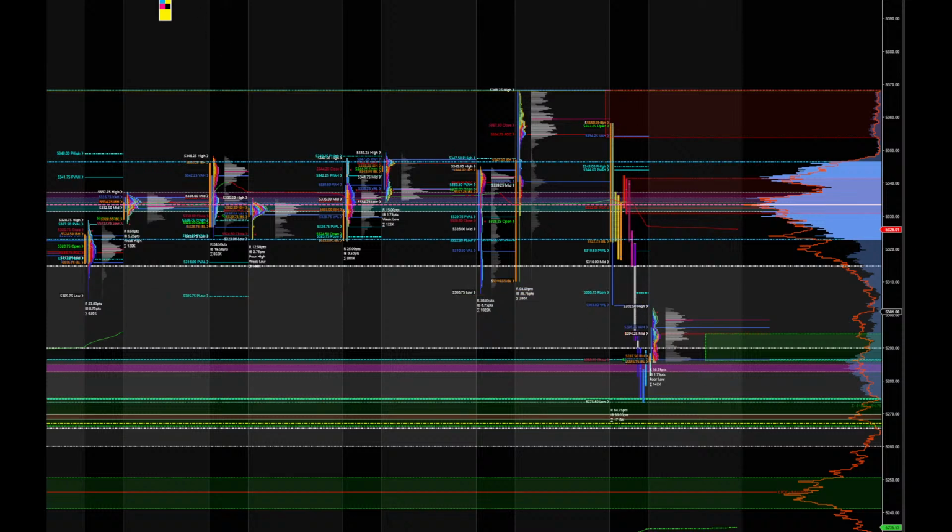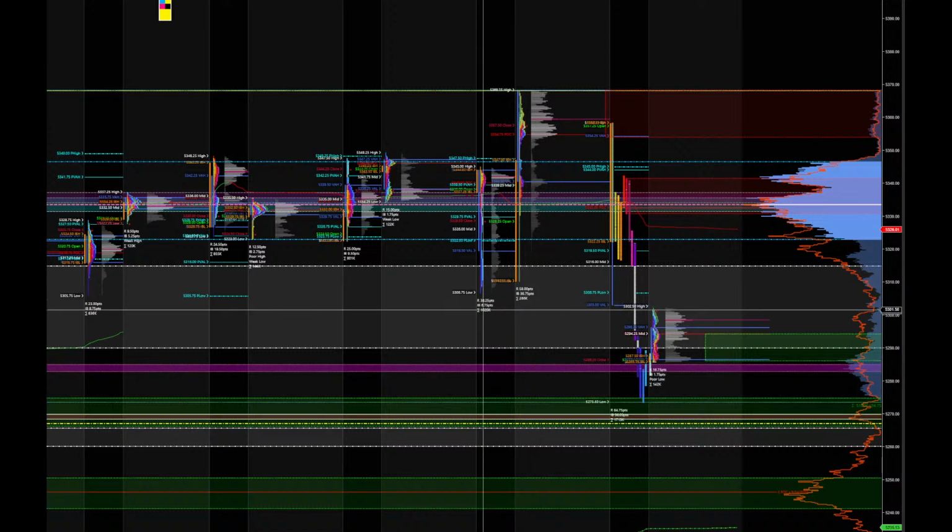And what did we do? We came down here and we filled the gap. Now, look at that gap. Gap fill was almost to the tick. So I'm going to get rid of that on my chart. There's no longer a gap. And there's single prints here that were filled from the past. They are no longer there.